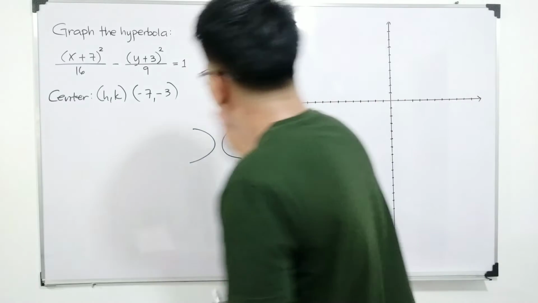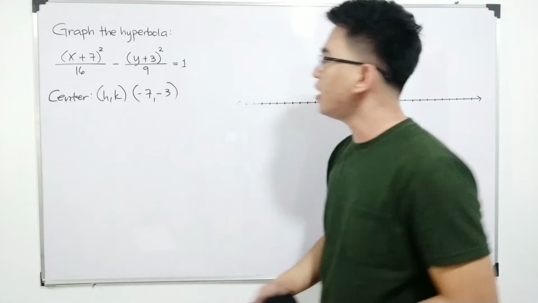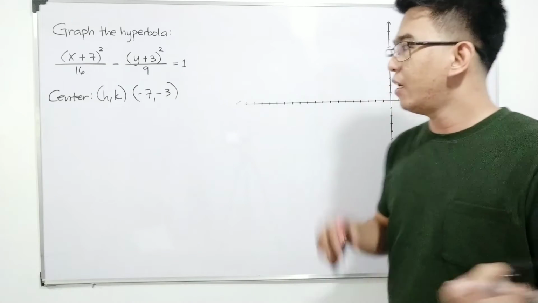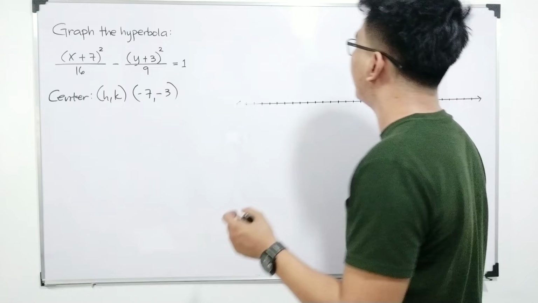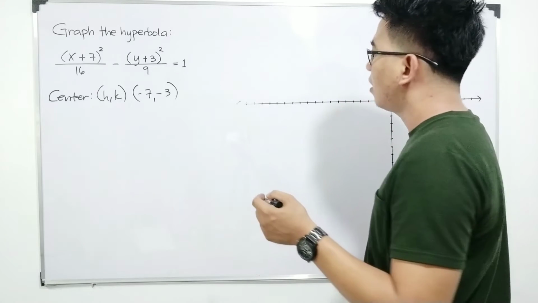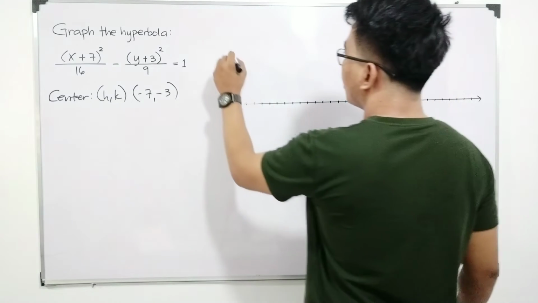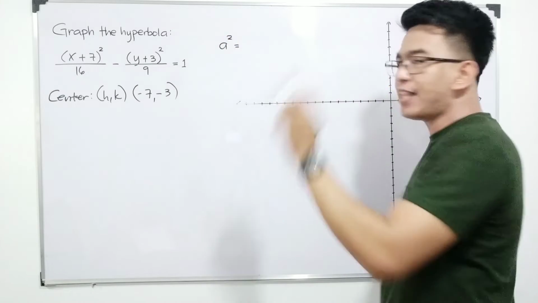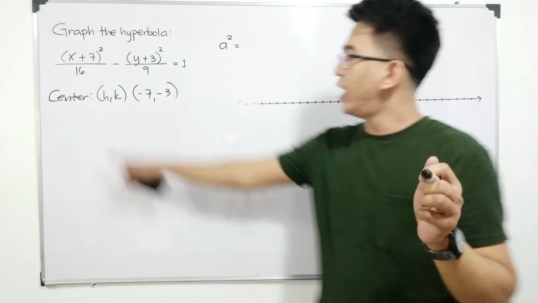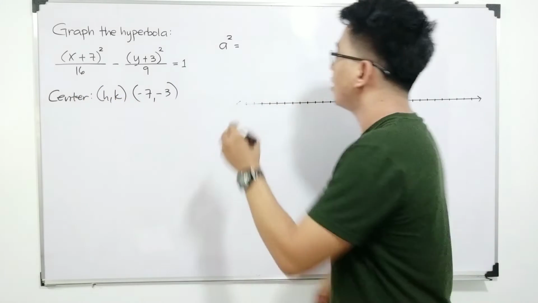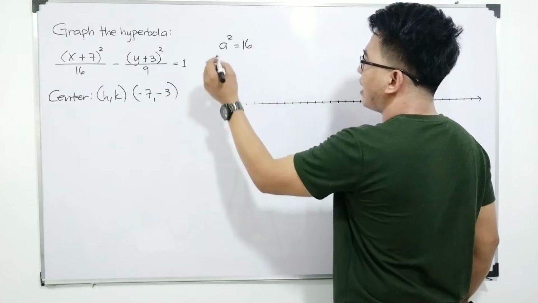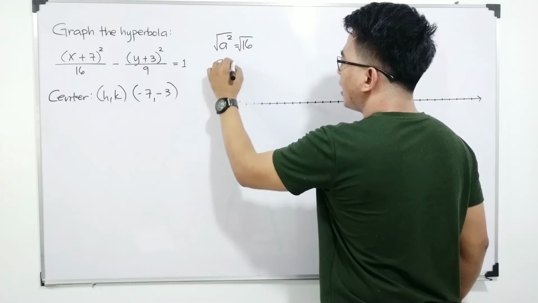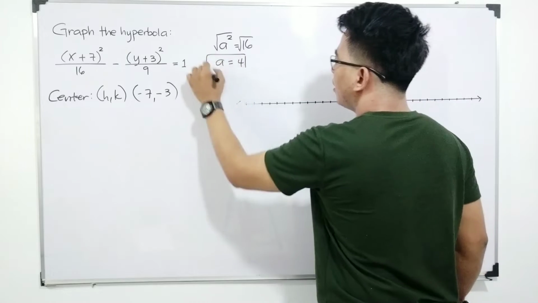After getting the center and knowing the orientation, we need to find the value of a, b, and c. Yung a, b, and c natin, mayroon tayong formula na ginagamit. Yung a squared natin is always under the positive term. Ito siya, o yung denominator, which is 16. That is your a squared. And to solve for the value of a, simply get the square root of it. Your a is equal to 4. This is your a.